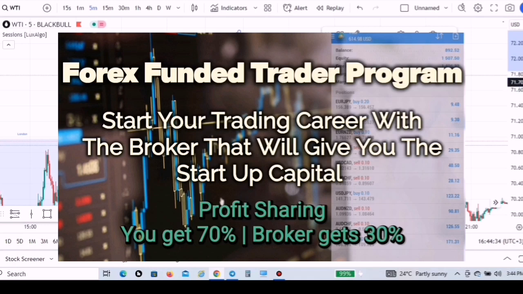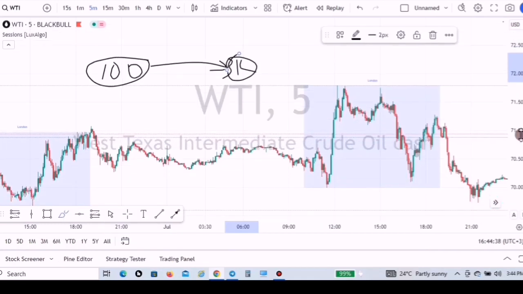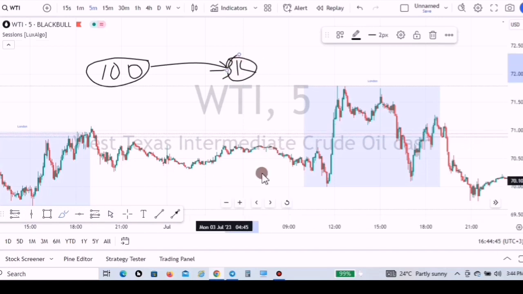Very easy. It's what most of my traders are doing and they are making money out of it, and it's what I am also doing. Okay, trading big accounts. Let's proceed.